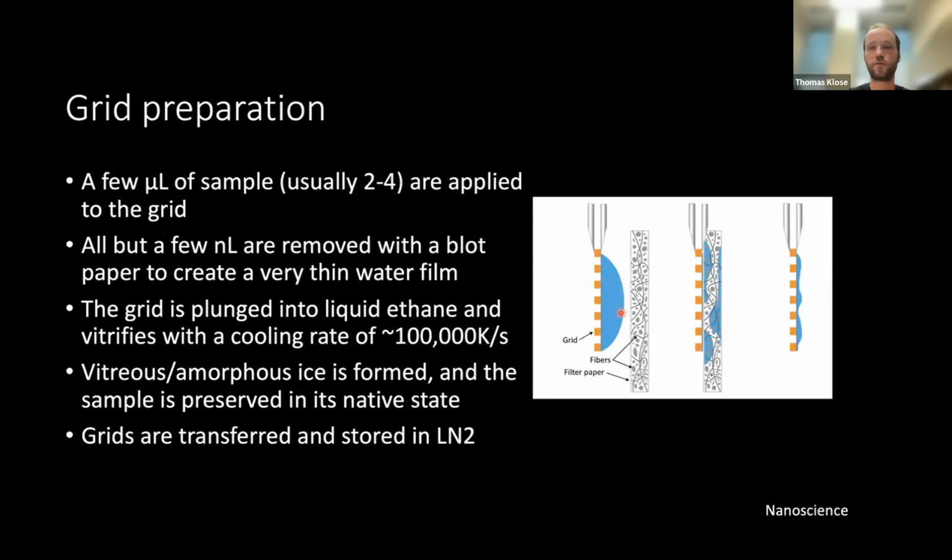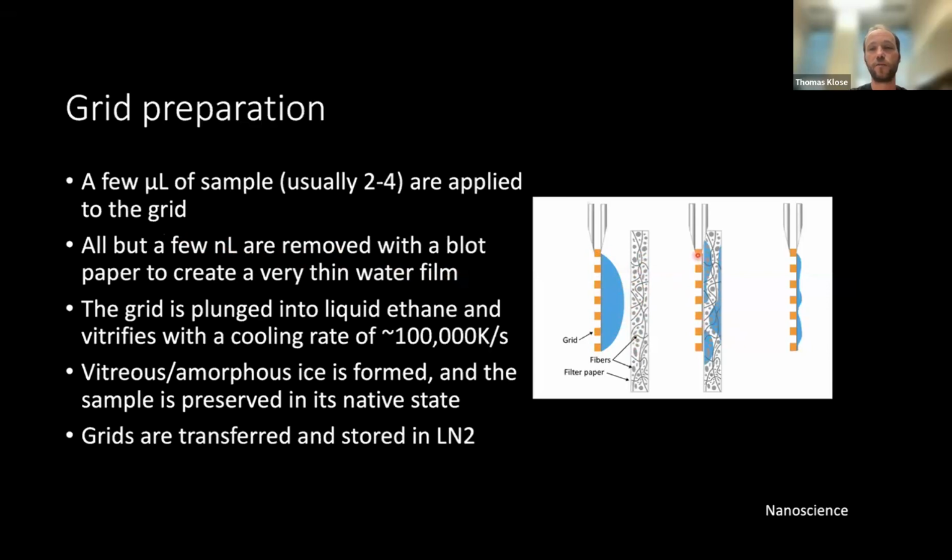And so what you end up with is a fairly large amount of liquid on this grid that is covering the whole grid surface. Then one uses a filter paper and moves this towards the grid surface. This takes away more than 99% of the sample, and as Sven also just briefly mentioned, we usually end up with a nanoliter or maybe a little bit more than a nanoliter left on the grid.